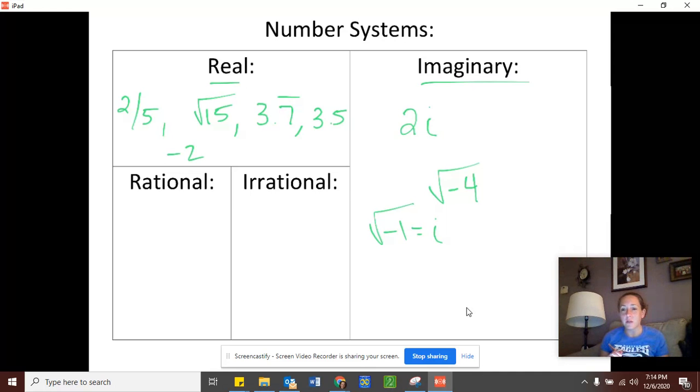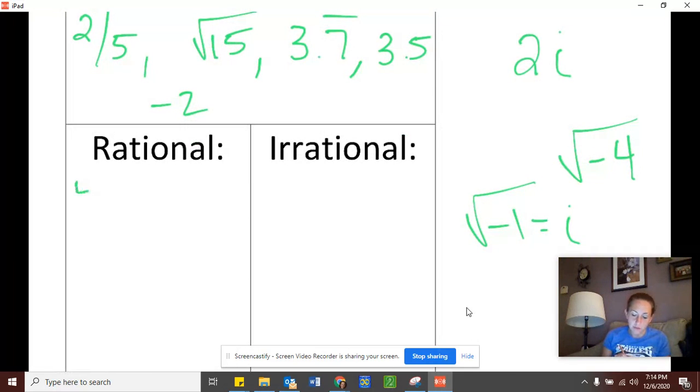The definition of a rational number is a number that can be written as a fraction. That doesn't mean it has to be a fraction. It could be 4, because 4 could be written as a fraction, 4/1. It could actually be a fraction, like 1/2. It could be a decimal that either terminates, like 2.75, or a decimal that repeats.